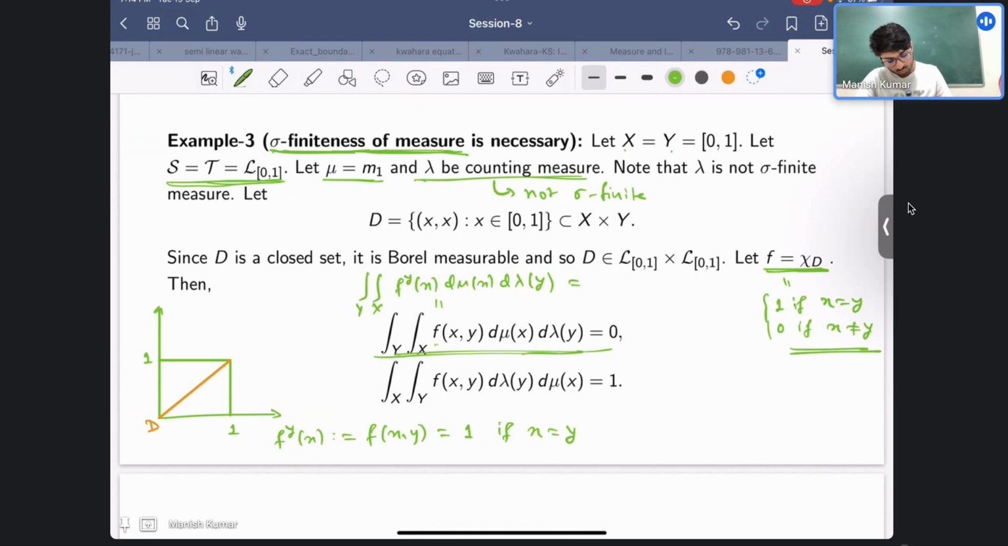So when you fix this y, then this f_y(x), which is a function from X to R, is taking value 1 if x is equal to y. So that means this quantity will be 1 when x is equal to y. So that's why I can write this as the integral of 1 when x is equal to y, d mu of x d lambda of y. Now what is the integration of this quantity?